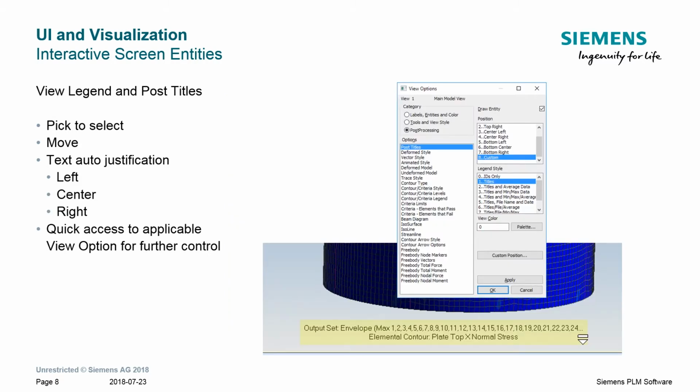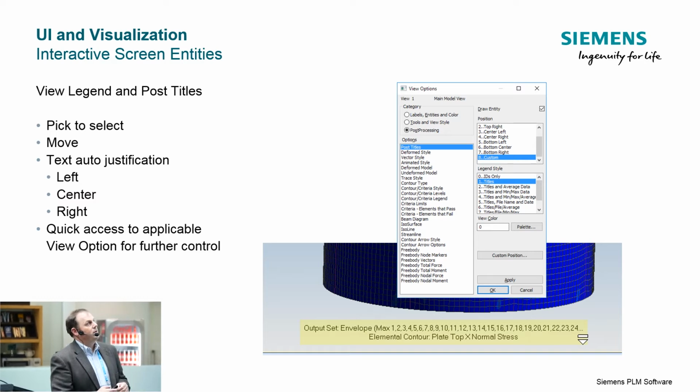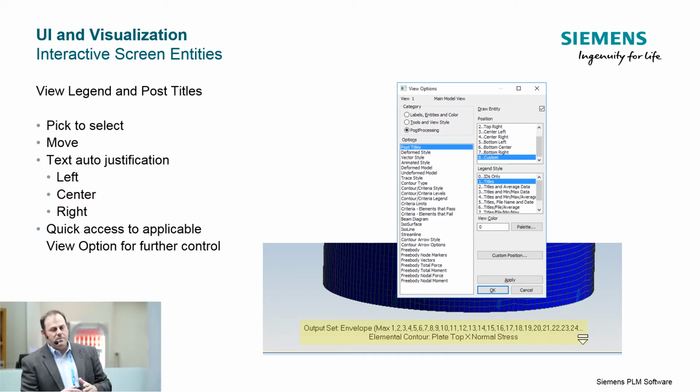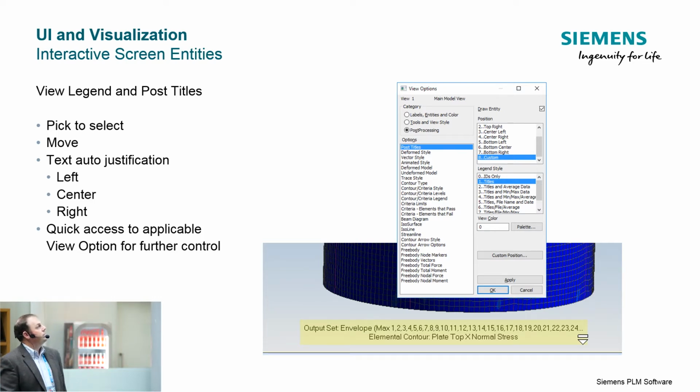So these are the post titles. While we had various positions you could put them in before, we added a custom option, which allows you to put it anywhere you want on the screen.